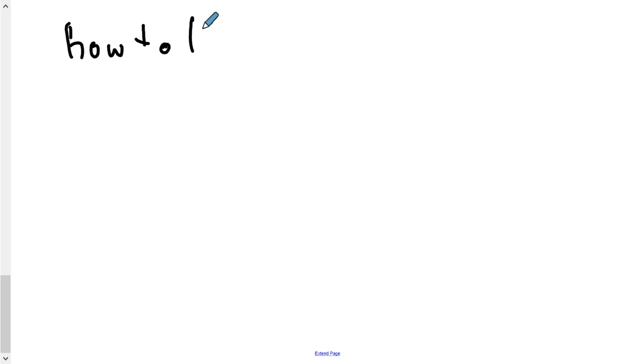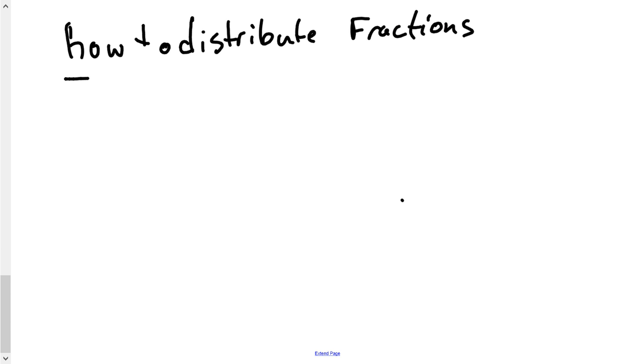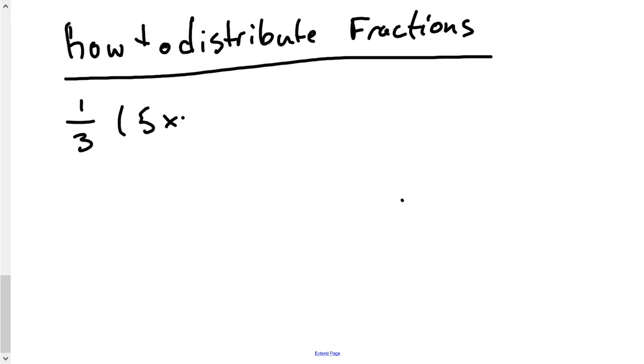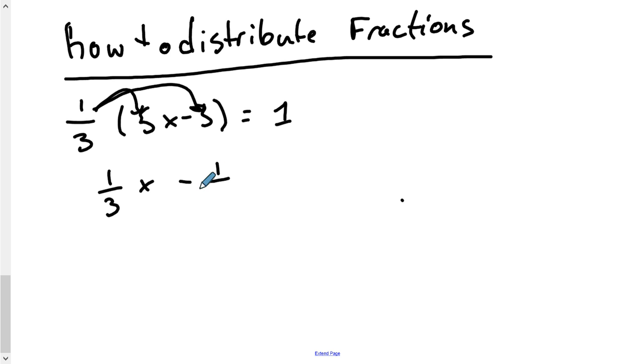My goodness. How to distribute fractions. I should have done this earlier, but it's all good. So if we have an example, let's say 1/3 times 5x minus 3 is equal to 1. We have to take this 1/3 and we have to multiply it in. So 1/3 x minus 1, sorry, multiplied by 5. Let's rewrite that. So it'll be 1/3 times 5x minus 3 times 1/3 is equal to 1.